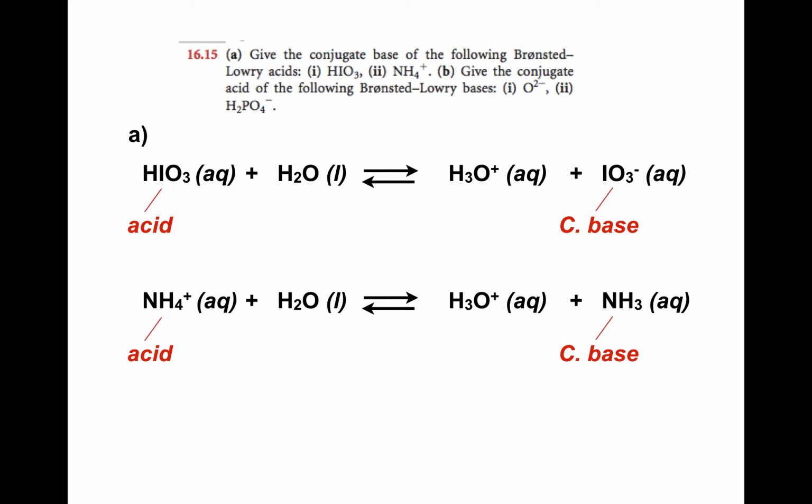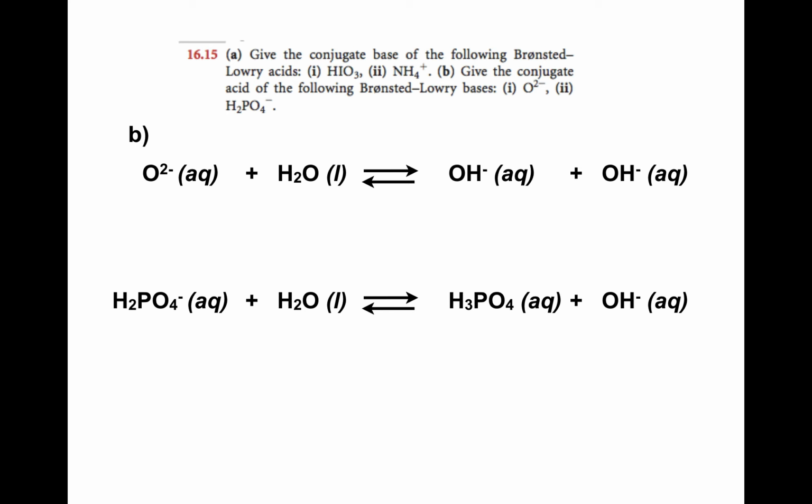Give the conjugate acid of the following Bronsted-Lowry bases. So oxide is a very strong base, and if you take an H off of phosphoric acid, you make something that can potentially take an H. You make a potential base. So the conjugate acid of oxide is hydroxide. So this would be a ridiculously weak acid. So strong base, weak acid.